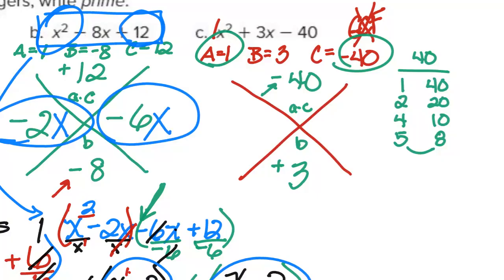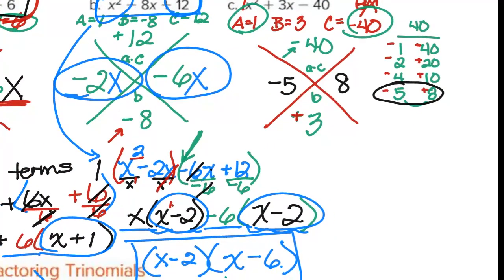So we're looking at these. We just said one has to be negative. The larger one is going to be positive. So these are all positives, which means the other one is negative. When you add them together, what gives you a positive 3? Negative 5 and 8.